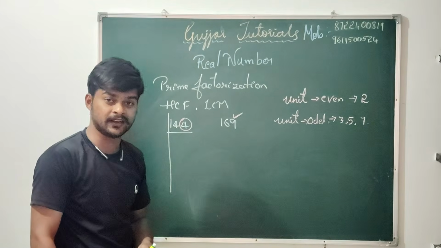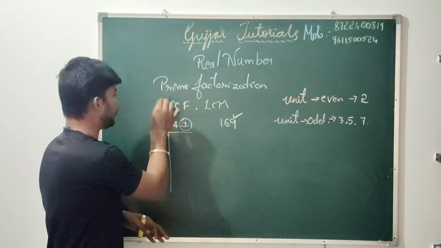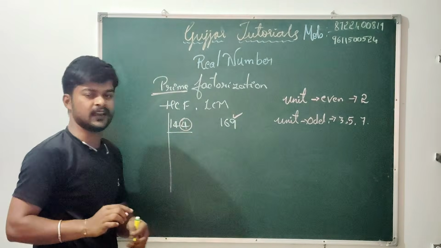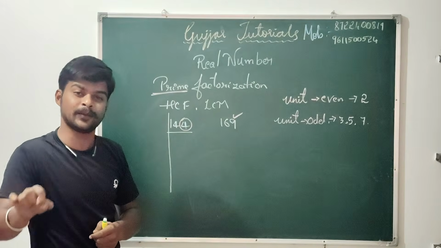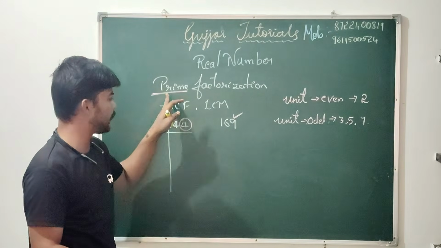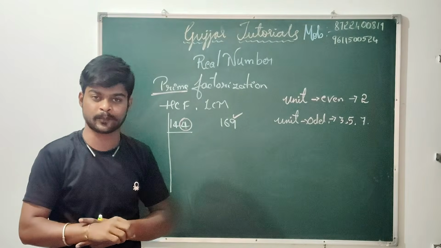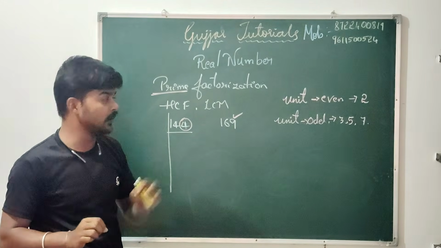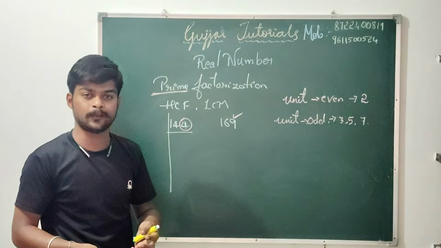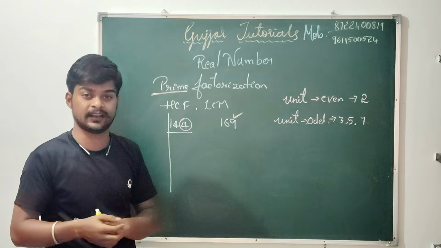So it's not dividing with 7. Can I take 9? No, we can't take. Why? The method itself says that prime factorization means we need to take only prime numbers. 9 is a composite number. What is a composite number? The number which has more than 2 factors. 9 comes under the 1 table, 3 table and 9 table. So we can't take that one.